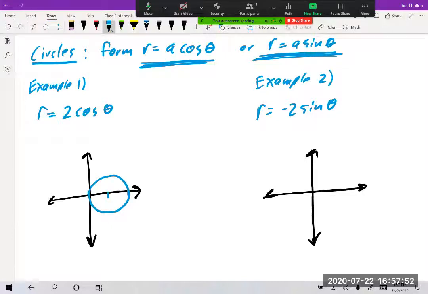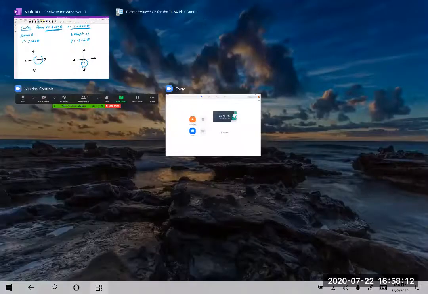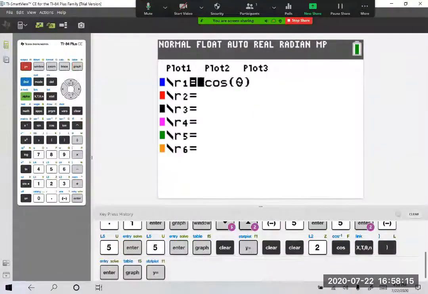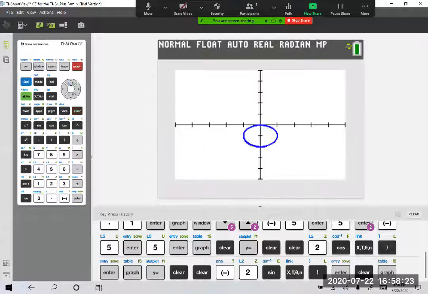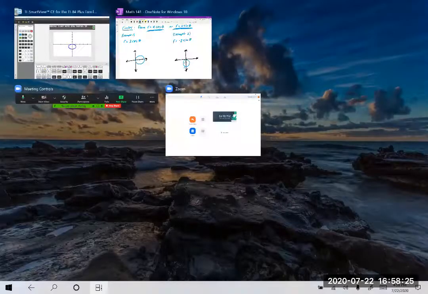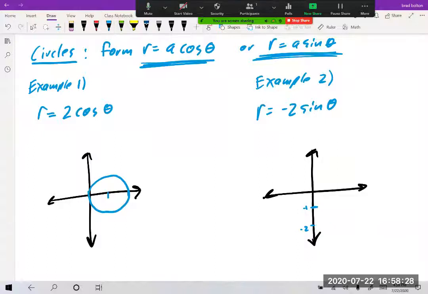Now let's look at negative 2 sine theta. I bet you it's going to be something like this. Because if cosine was tangent to the y-axis, I have a feeling sine is going to be tangent to the x-axis. Let's just look. So let's go y equals, let's clear this, and let's do negative 2 sine theta. Graph. And then sure enough, there it is. That's a pretty bad one.